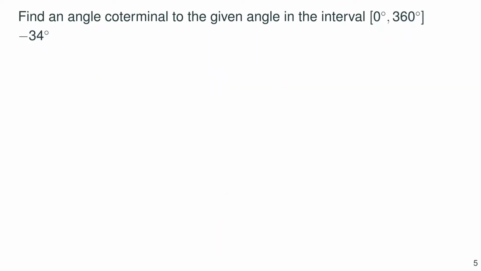Find an angle coterminal to the given angle in the interval 0 to 360 degrees. Now we're given negative 34 degrees.